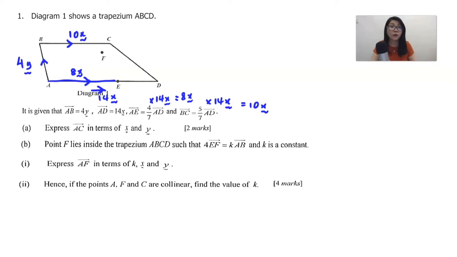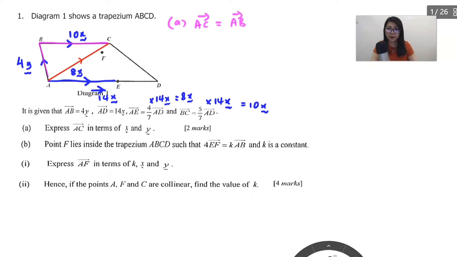Now let's solve for A. Express AC in terms of x and y. So where is AC? AC is over here, from A go to C. Let's solve this. I'm going to write it here. To find AC, we have to use AB, A to B, plus B to C. So AB plus BC equals vector AB plus vector BC.